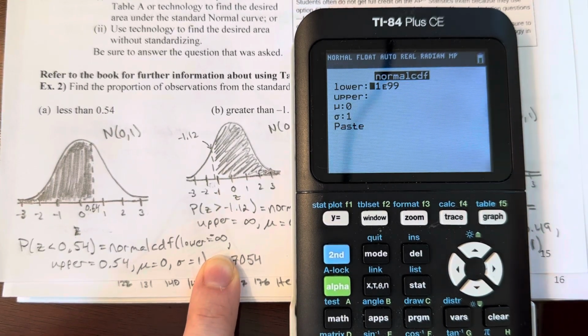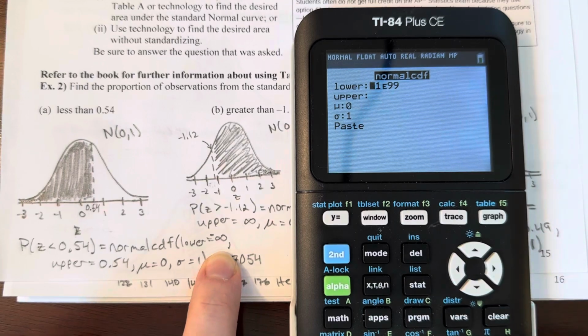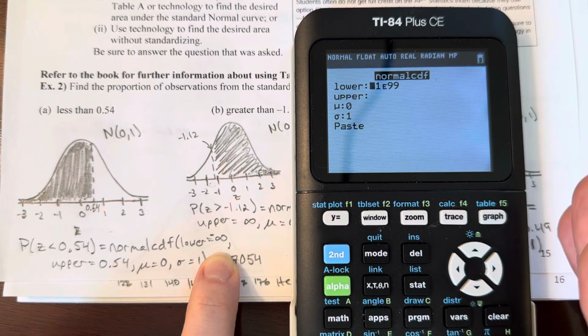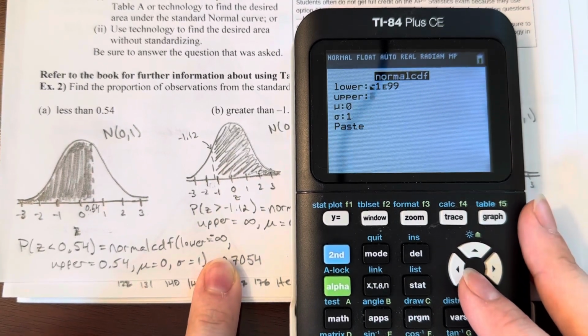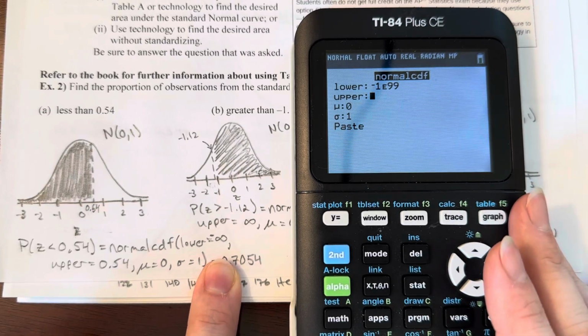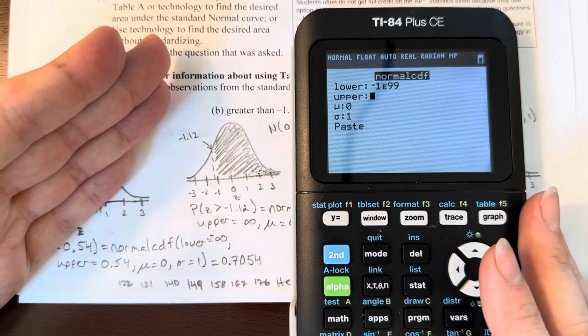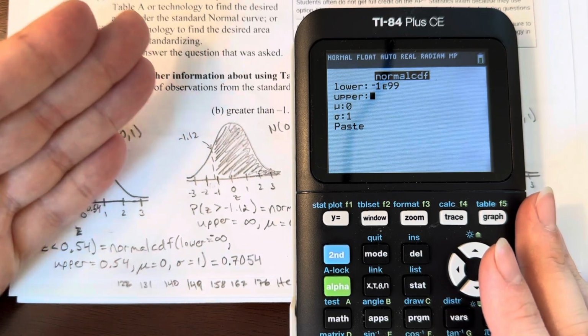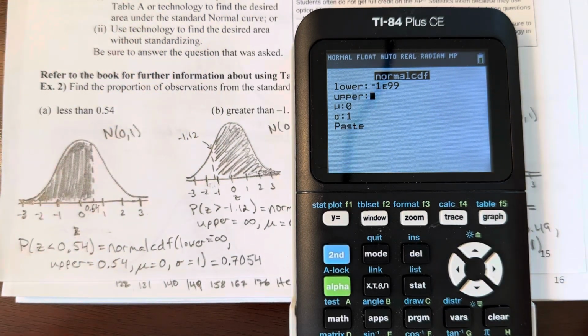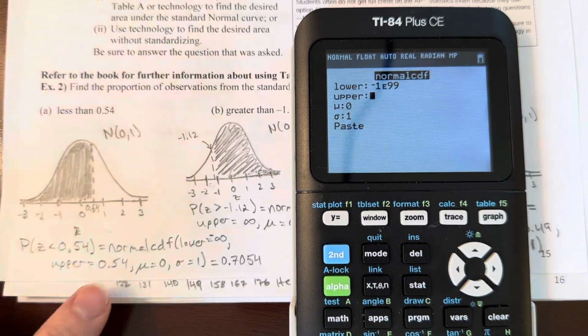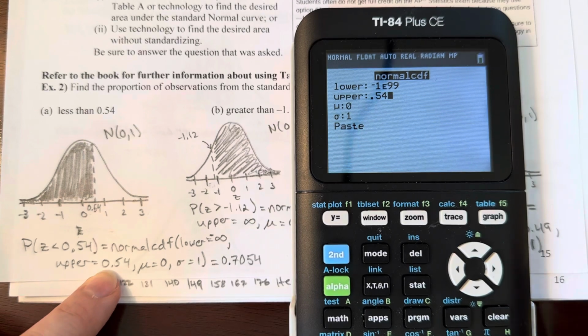It doesn't really matter. I tend to use the infinity values that the calculator starts out with just because I like to. If you want to do something else, just make sure that's sufficiently far from 0 on the negative end or sufficiently far from 0 on the positive end, depending on whether it's your lower or upper bound. That's the infinity. Now my upper bound is 0.54.